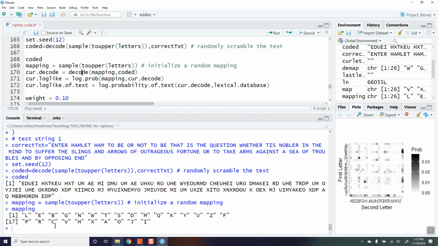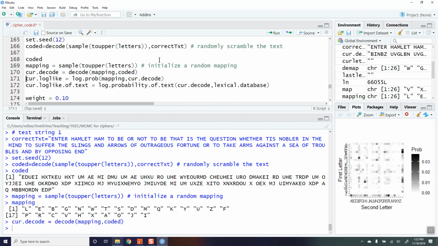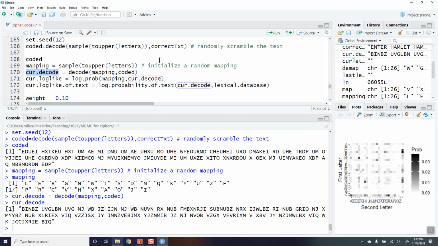And so if I apply this to this scrambled text, I'm going to get back nonsense. If I run the current decode, we can see the letter E goes to the letter B, and then this is my translation based on my current decoder key, and I get nonsense. We'd say, well, that can't be right. But we're going to run it through our two methods.